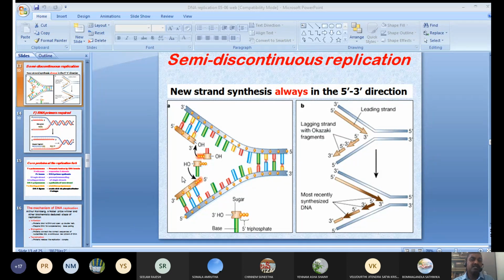Similarly, when the same kind of sequence appears again, another strand will start synthesizing, so that many fragments are generated, as shown here. They can be called the lagging strand, with Okazaki fragments present here, and the most recently synthesized DNA molecules are near the replication fork. They are always near the replication fork. That's what we can see. Is it clear?